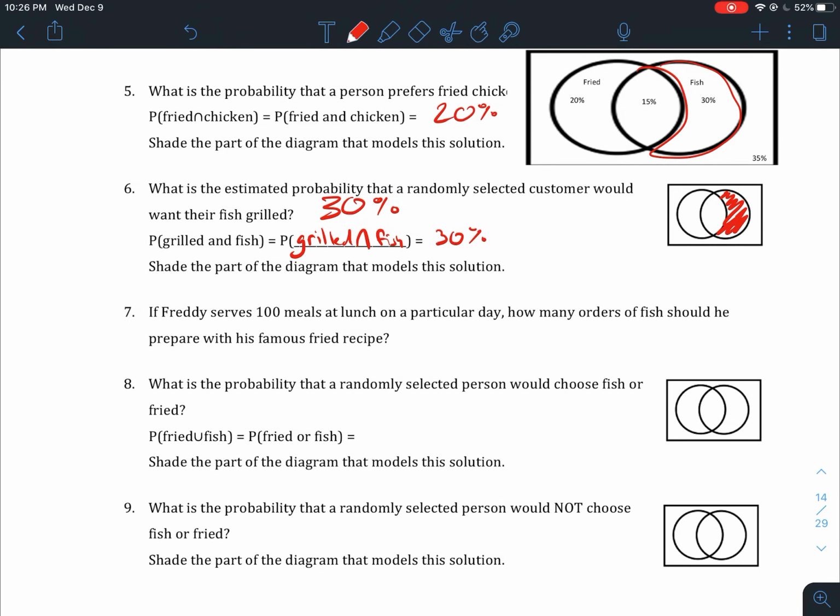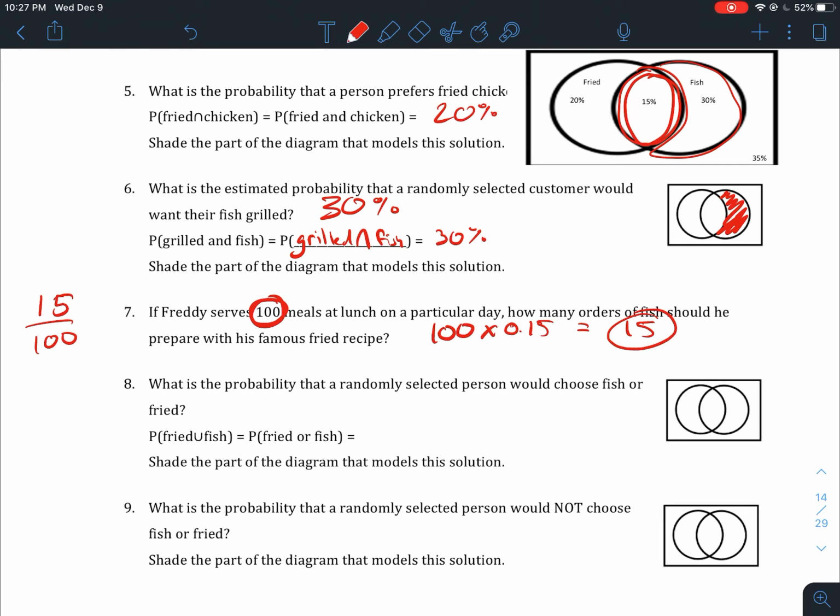Next, for number 7, it says, if Freddie serves 100 meals at lunch on a particular day, how many orders of fish should he prepare with his famous fried recipe? He's got a total of 100 meals, and we know that his fried fish is this middle portion. So you take the total number, 100, and multiply it by the percent as a decimal. If you're ever curious how to get a percent into decimal form, you divide it by 100, because percent means out of 100. You get 0.15, which gives us 15. So he's going to want to make 15 of those.